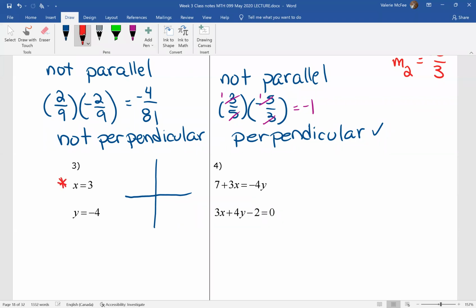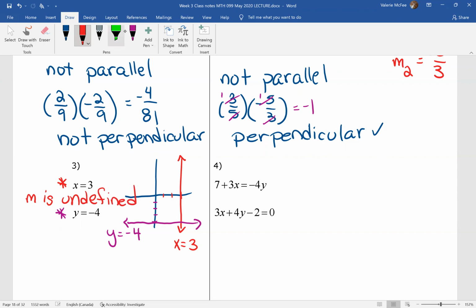X equals 3. That's the equation of a vertical line. Y equals -4. That's the equation of a horizontal line. Do you remember the slope of a vertical line? Do you remember the slope of a horizontal line?